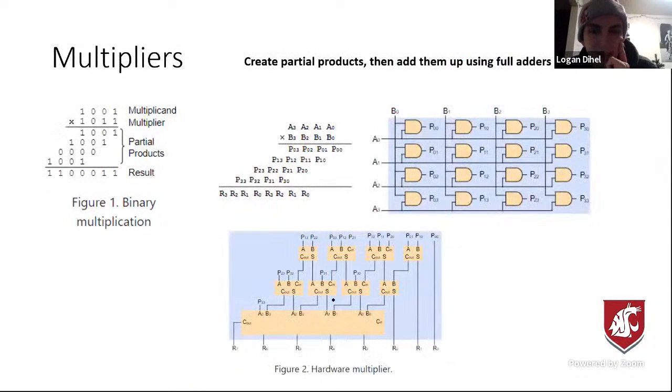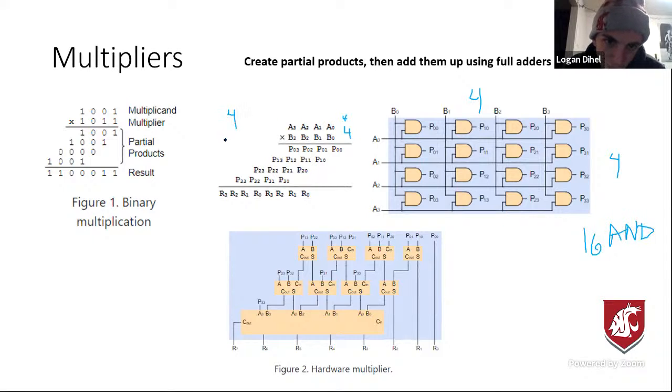Multipliers. So the way multipliers work is they use this network to make what are called partial products. You'll see this is a 4 by 4, 4-bit by 4-bit. So we'll have 4 over there, 4 over here, so we'd have 16 AND gates in that network. And of course, if this was a 4 by 10, we'd need 40 AND gates in this network.